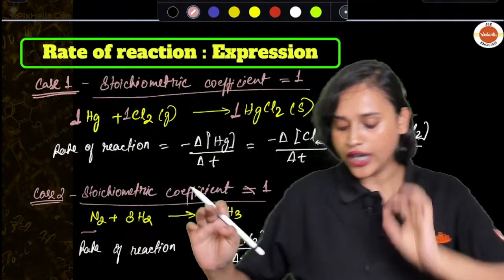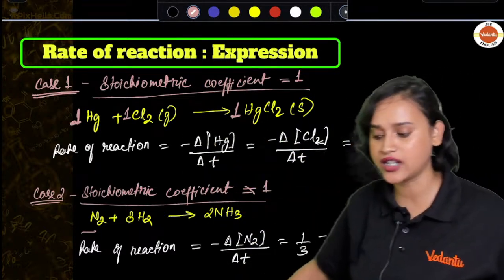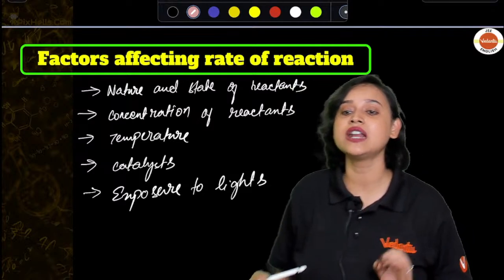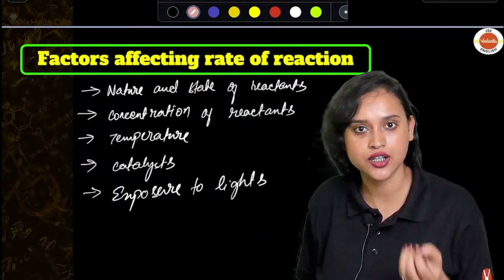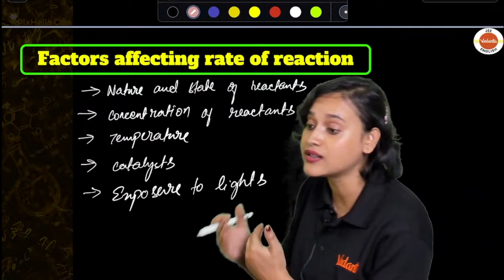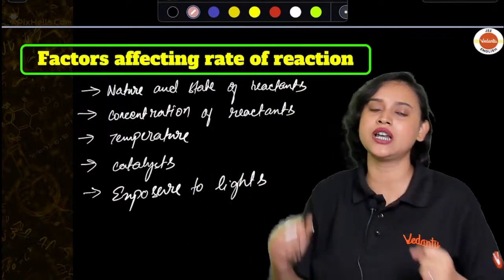All right. Okay. So this is all clear now. Till here, I hope nobody has any doubt. Rate of reaction expression is over. Great. Okay. Now what happens is there are certain factors that affect the rate of reaction. Obviously, rate of reaction will be affected by certain things, right? And certain things will not affect the rate of reaction. So let us talk about it.